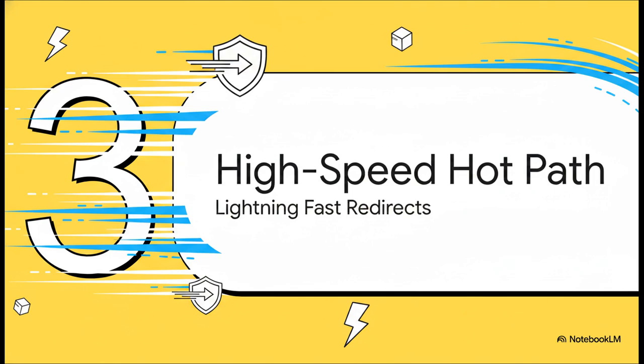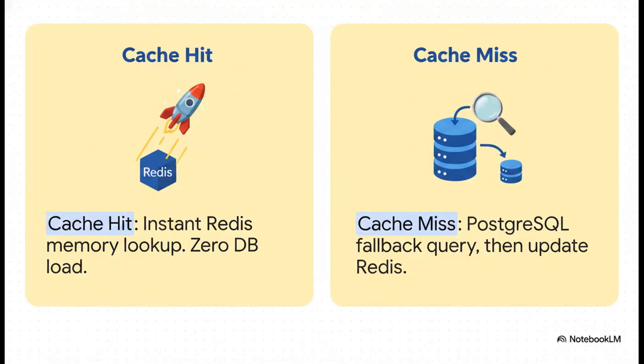Which brings us to section 3, the high-speed hot path. This right here is the most critical part of the entire system. It is the absolute express lane. So when a user clicks a short link, they hit our FastAPI redirect service. FastAPI was chosen specifically for its killer async performance. But here's the thing. Even the fastest framework in the world is going to be bottlenecked by database speed. That's why caching is literally a make or break feature here.